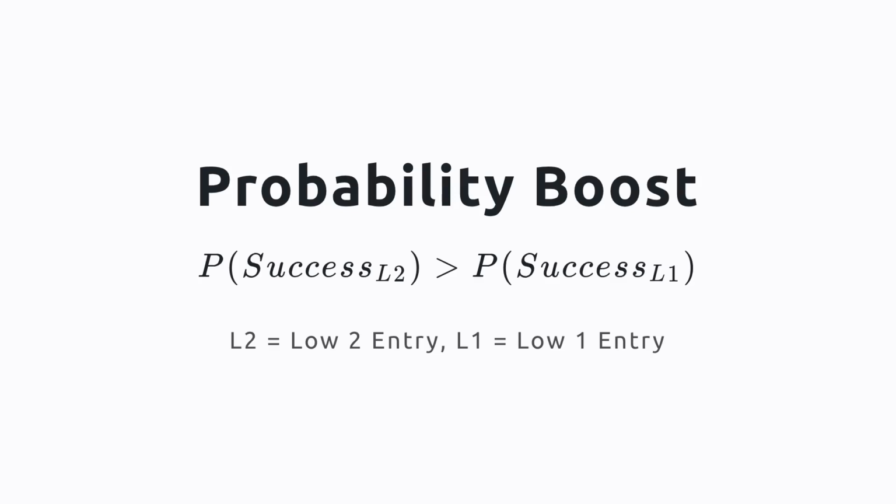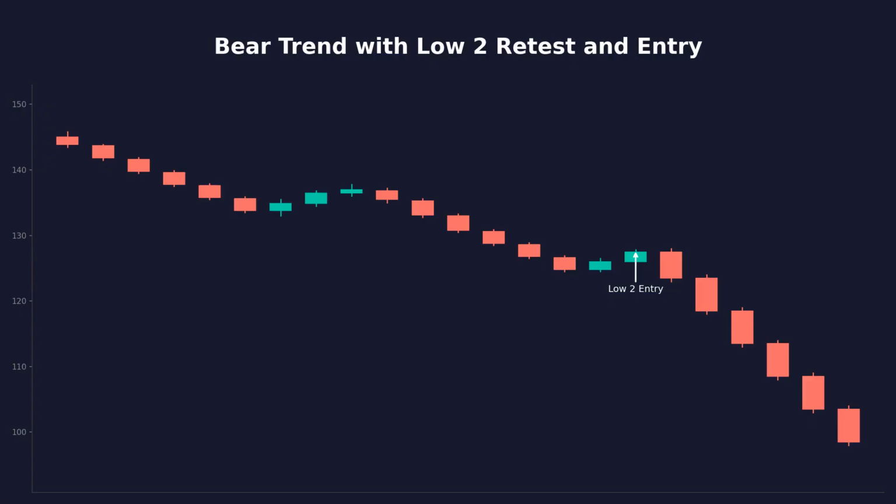Let's review this second entry concept again, as it is vital. A first reversal attempt often fails. If the market tries to reverse a second time and holds, the probability of a successful scalp doubles. In a bear trend, look for a low 1, first pullback, then a resumption, then a low 2. The low 2 is the money trade for scalpers because trapped bulls will exit, driving price down.